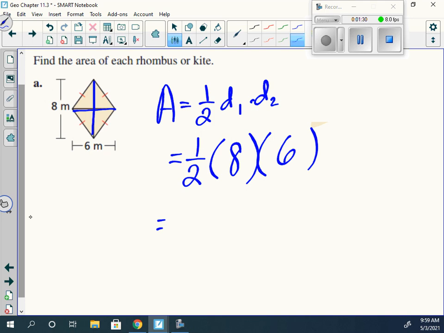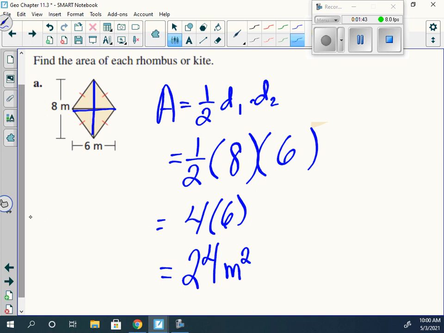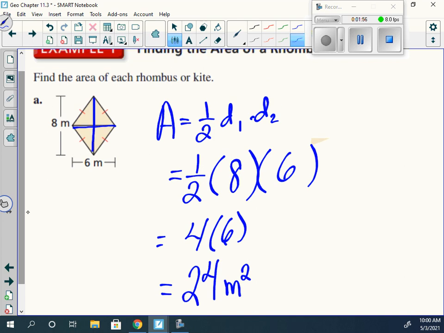And now we can multiply these together. Well, what's 1/2 of 8? 4 times 6 is? And if we want to include our units, it would be meters squared. Because whenever we're talking about area, we're always talking about square units, whatever the units are. Square meters. Any questions on any of this here so far?